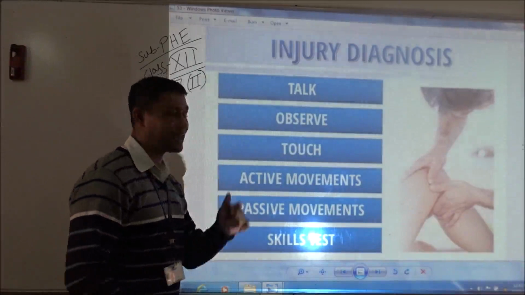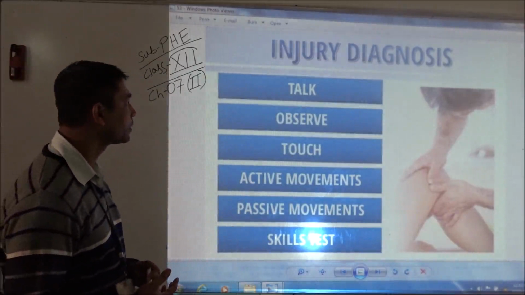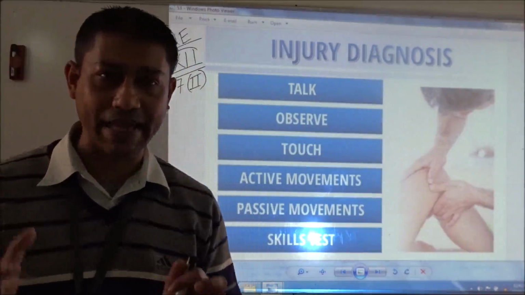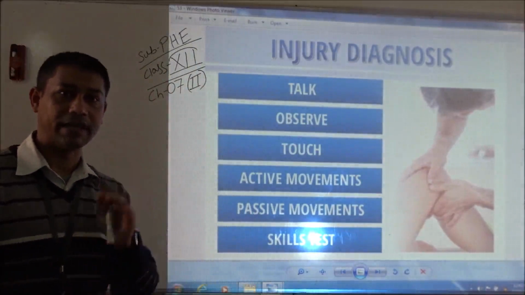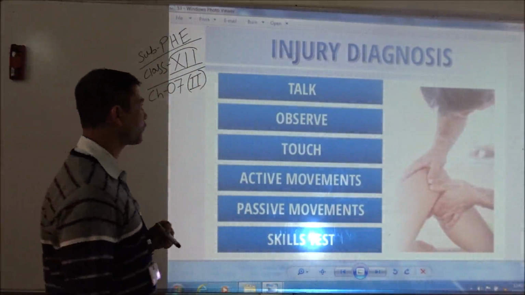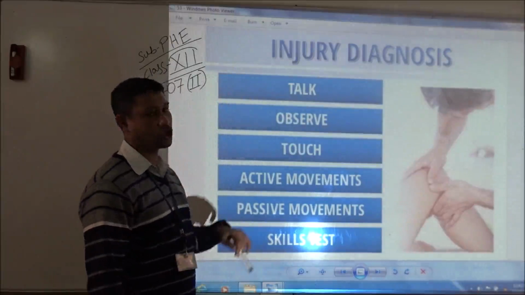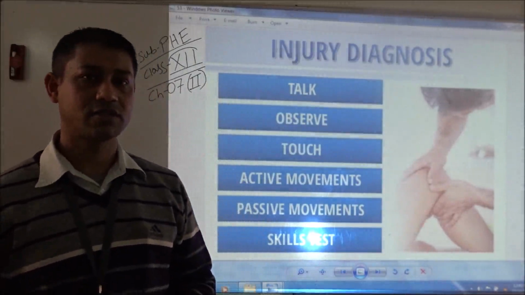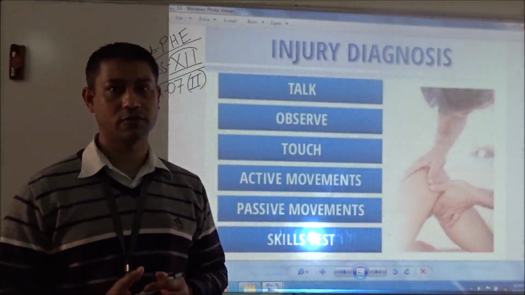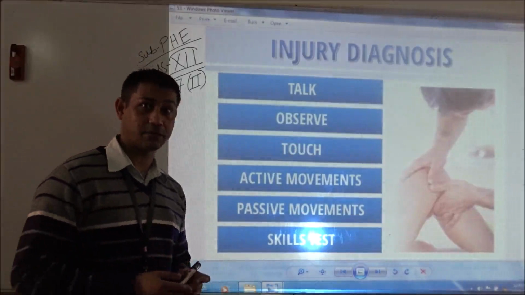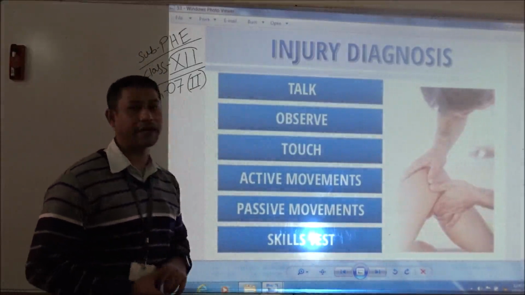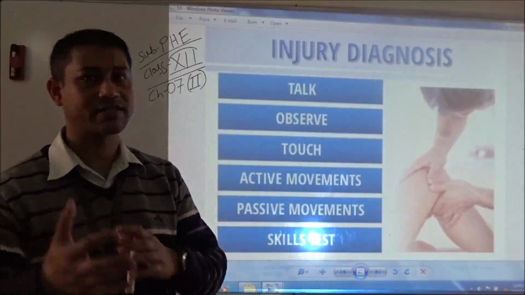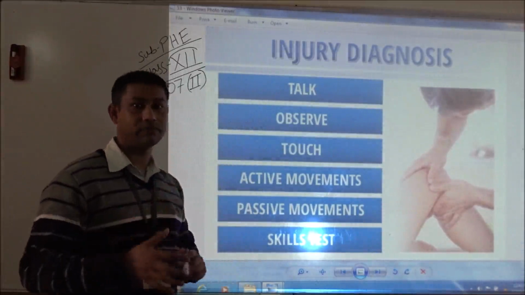Now, next slide, students, as you can see, injury diagnosis. How can an injury be diagnosed in games and sports? First of all, we need to talk about what these physios are doing. All the advanced sports teams have physios, a medical team, medical experts. They first talk with the sports person and try to understand the problem. Then they observe the movement.